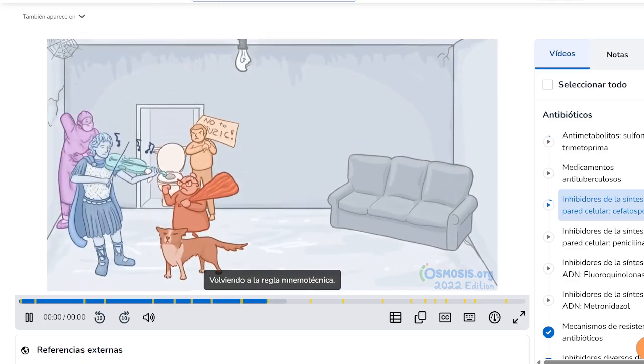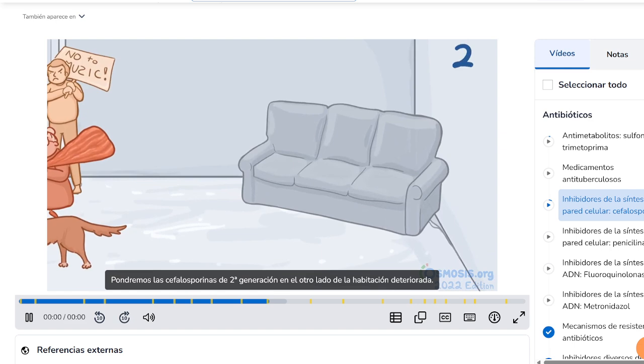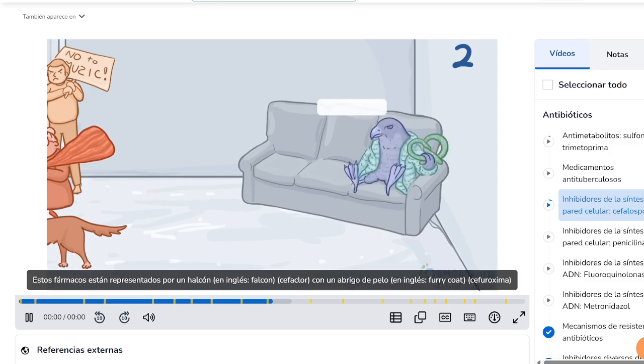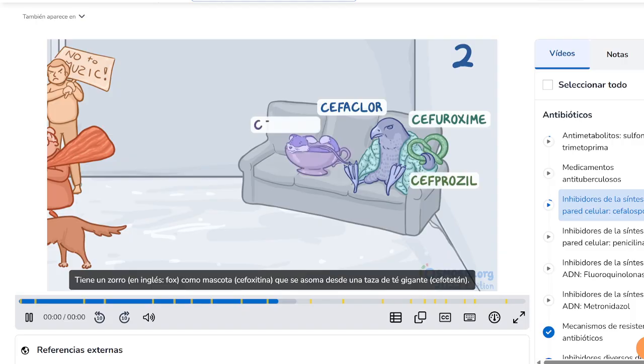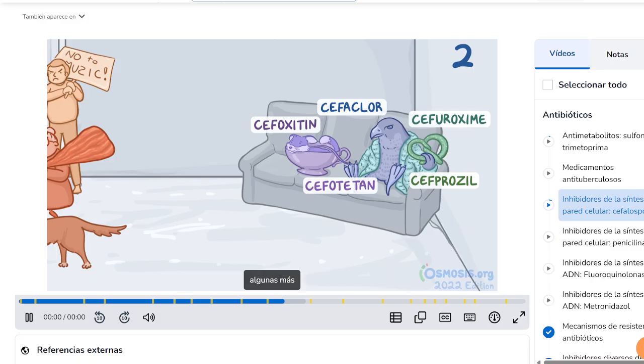Going back to the mnemonic, we'll put the 2nd gen cephalosporins on the other side of the dilapidated room. These medications will be represented by a falcon, for cefaclor, wearing a furry coat, for cefuroxime, eating a giant pretzel, for cefprozil. He's got a pet fox, cefoxitin, which is peeking out from a giant teacup, cefotetan. For the bugs, remember 2nd gen can treat all the bacteria covered by the 1st gen, plus a few more.